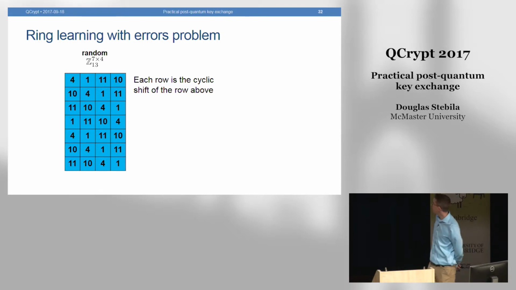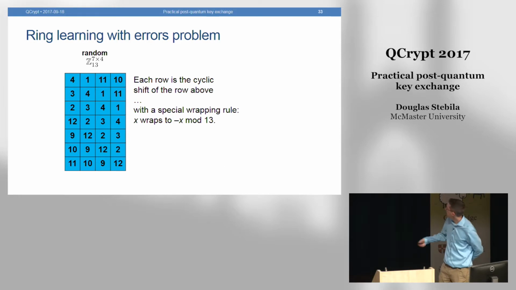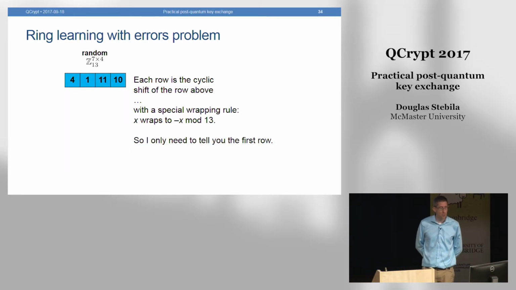Okay? So in the ring learning with errors problem, we're going to have a simplified view of the matrix. Imagine that rather than using a uniformly random matrix, I just pick the first row of the matrix uniformly at random, and then construct every remaining row of the matrix as a cyclic shift of the row above. Rather than doing a perfect cyclic shift, I'm going to do a special wrapping rule, so wrap around with negative numbers each time. And if I do this, then I don't actually have to tell you the whole matrix. If I want to communicate with you, I just have to tell you the first row, and you can reproduce the rest of the matrix. This is the basic idea of the ring learning with errors problem.